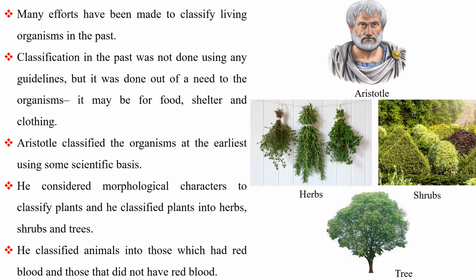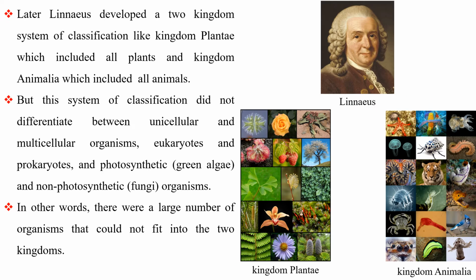He considered morphological characters to classify plants, and he classified plants into herbs, shrubs, and trees. He classified animals into those which had red blood and those that did not have red blood.